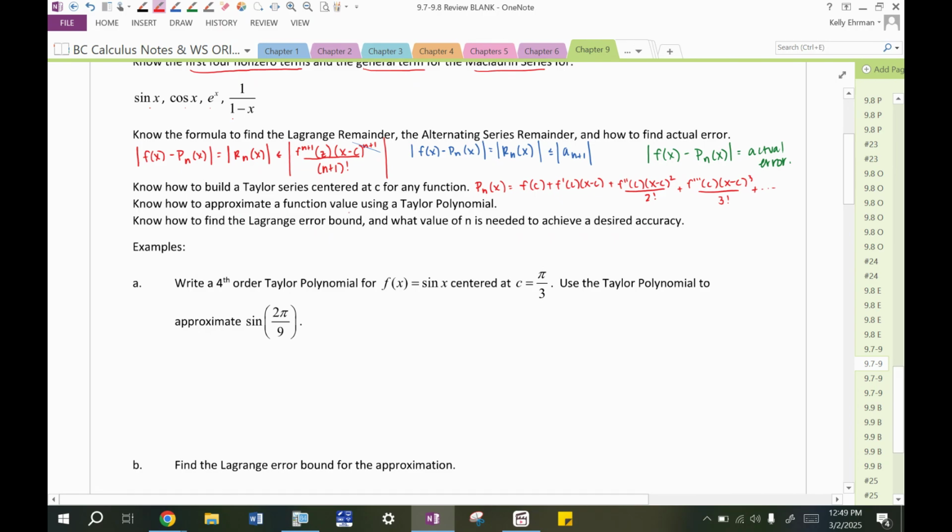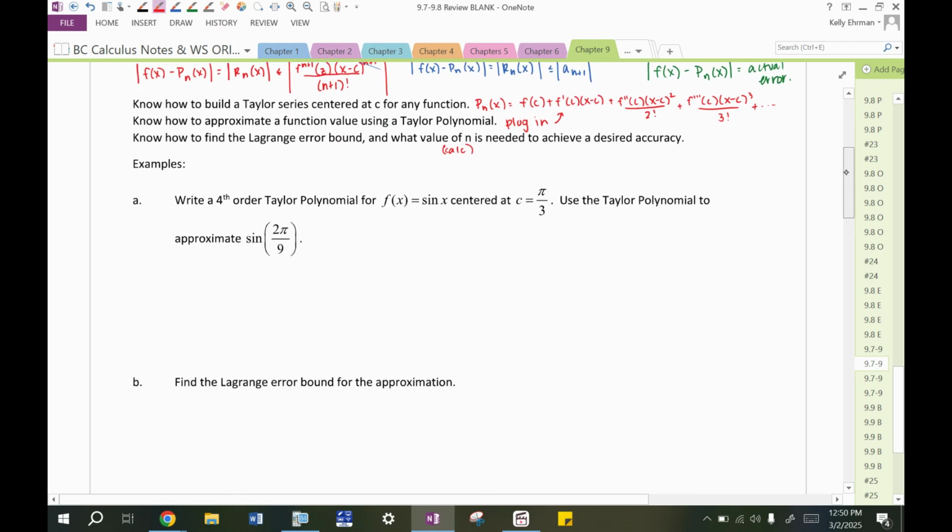Know how to approximate a function using a Taylor polynomial. So you just plug in whatever the value is into that thing. Make sure you've practiced that on your calculator. It does take a bit of typing, but you just have to carefully do it. And then know how to find the Lagrange error bound and what value of n is needed to achieve desired accuracy. So this is where we plug in n plus 1 and use our calculator. So you will be allowed to use a calculator.